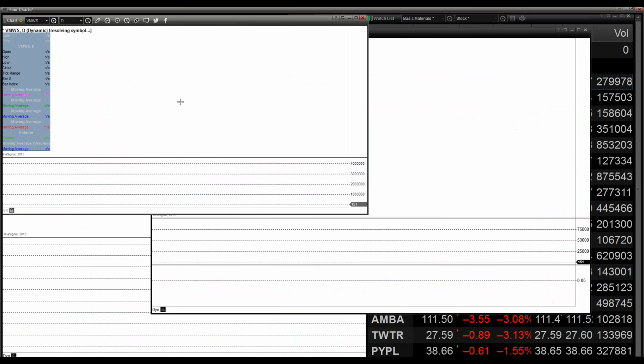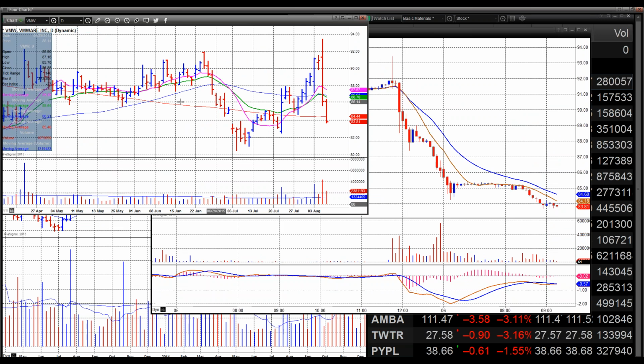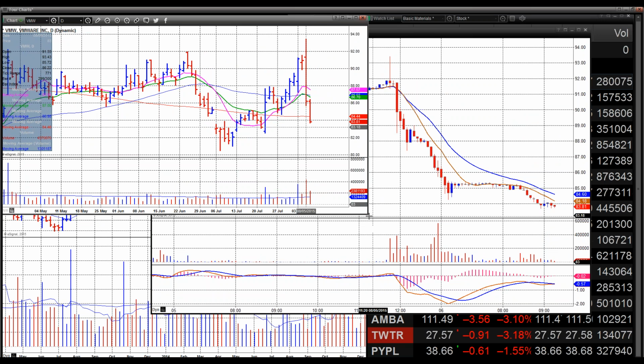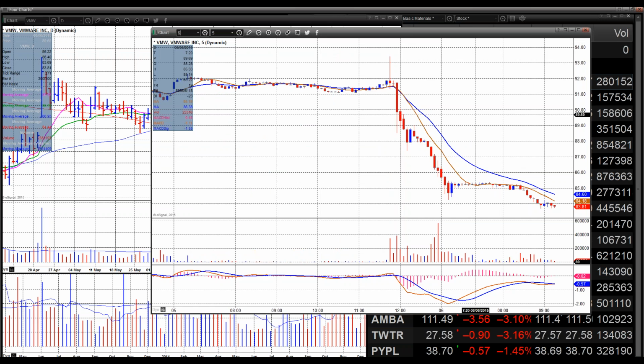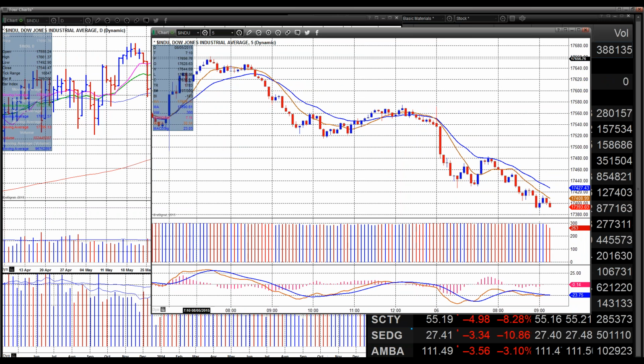VMW rather, yeah, I mean everything's getting hit. It's kind of like, tell me something I don't already know. Everything's getting hit, and I think this is problematic. So we're down 148. The Dow is probably on the verge of breaking its lows. Let's see. Yep.